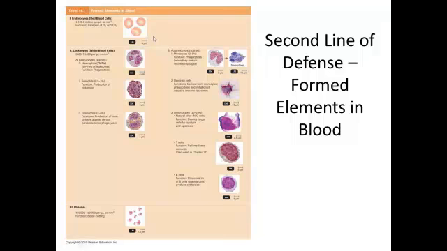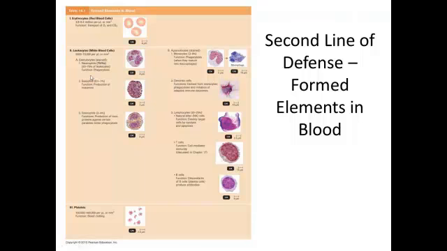That's mostly what you have in your blood. Now, these are not a part of your immune system, but we have to include them when we talk about formed elements in the blood, because otherwise you'd be going, hey, wait a minute, what about erythrocytes? Okay, now let's talk about your white blood cells, or your leukocytes.